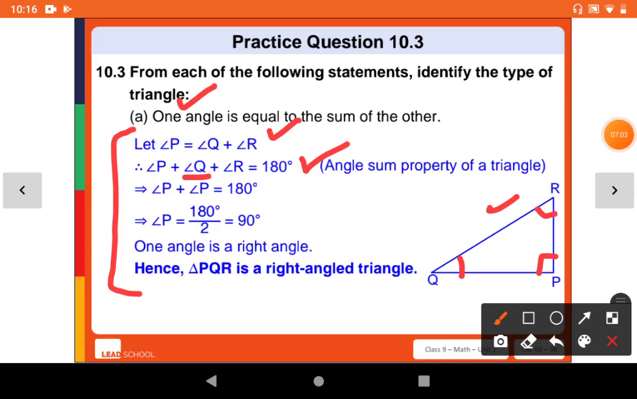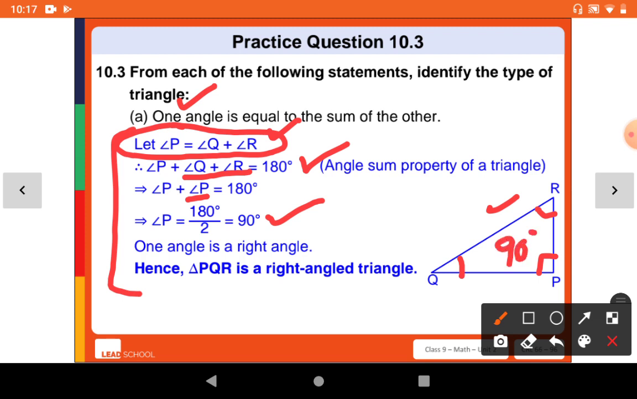So we are putting value of angle Q plus angle R, that is equal to angle P from this equation. Okay, that means 2 times angle P equals to 180 degree and angle P equals to 180 divided by 2, that is 90 degree. Now angle P is taken out 90 degree, hence it is a right angled triangle.